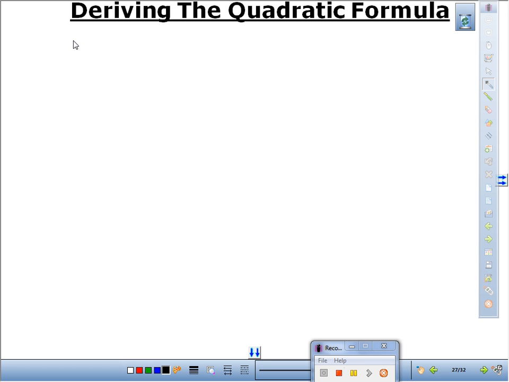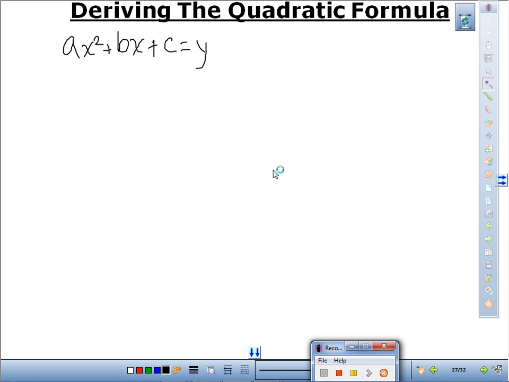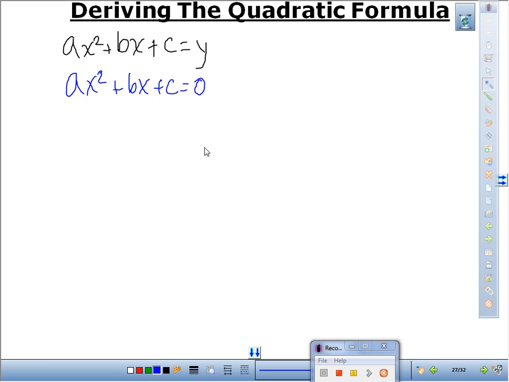First things first. Copy this down: ax squared plus bx plus c equals y. Copy that, please. Whenever we solve a quadratic equation, the very first step is to substitute 0 for y. I bring everything else down: ax squared plus bx plus c.